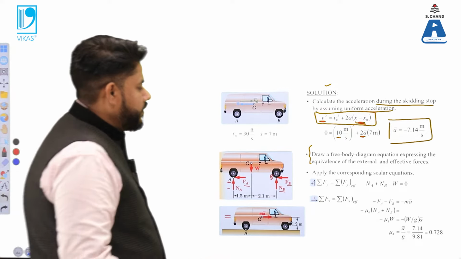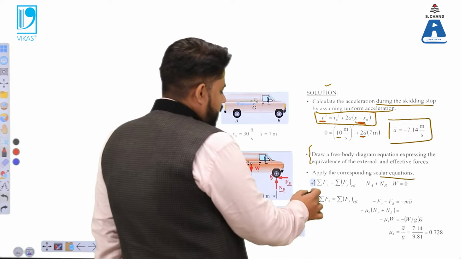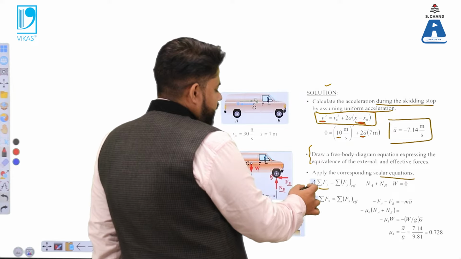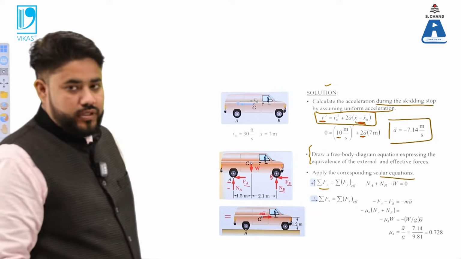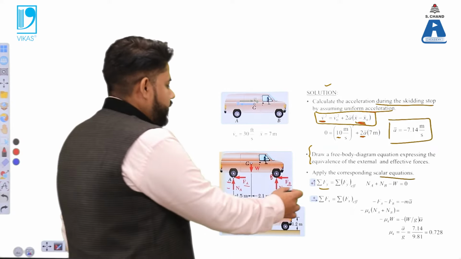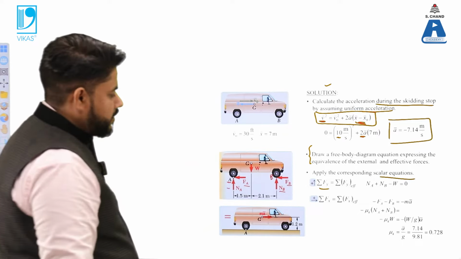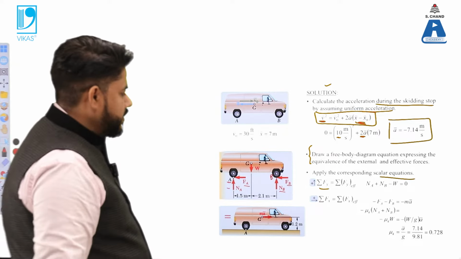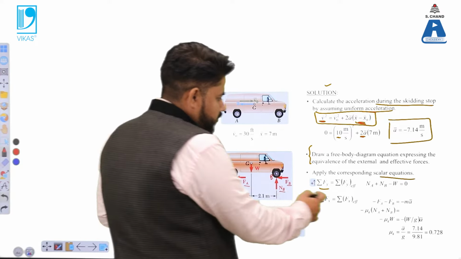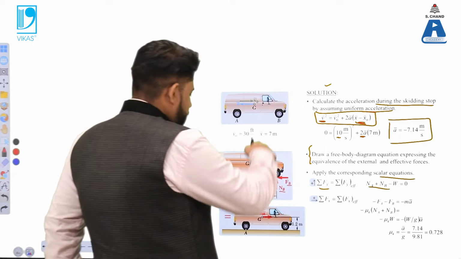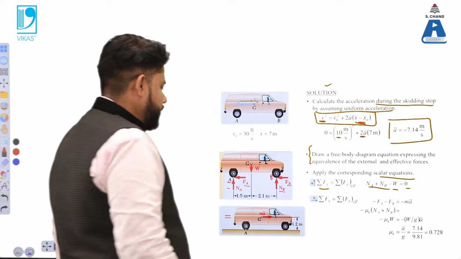So we have to apply the scalar equations. The sum of all the forces in the y direction is to be considered, and we put it equal to 0. Upward force is considered positive, and the downward force is considered negative. Here Na and Nb are the two upward forces, and W is the downward force. So that is Na plus Nb minus W, and we put it equal to 0.